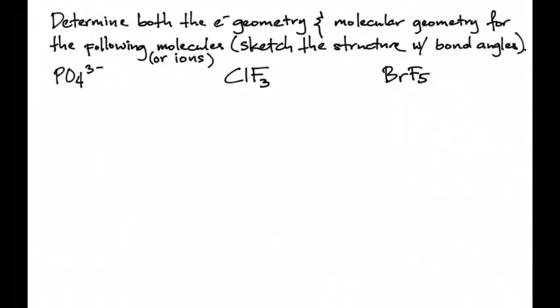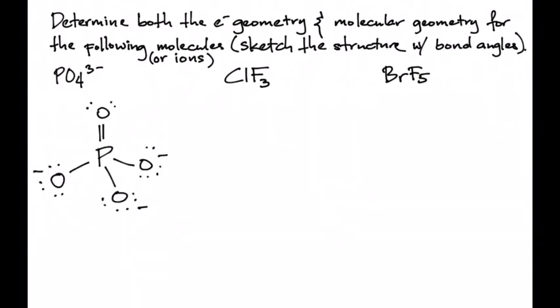Okay, so let's take a look at this one problem here. Determine both the electron geometry and molecular geometry for the following molecules or ions and sketch the structure with bond angles. Alright, so the first one we have here is a phosphate ion, PO4 with a -3 charge. So when you draw the Lewis dot structure for a phosphate ion, it looks something like this. We have the phosphorus as the central atom, and then the oxygen atoms as your terminal atoms.